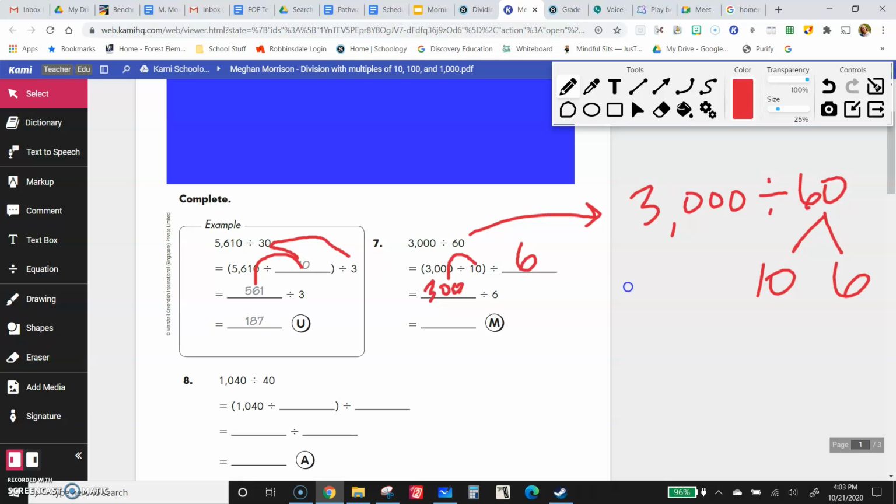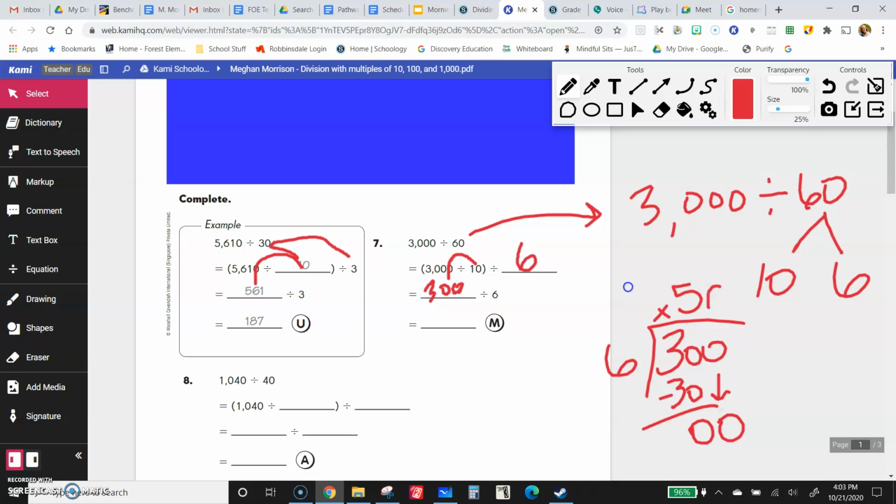There's some different strategies we can use. If you wanted to do it longhand, you can say, okay, 6 doesn't go into 3. 6 goes into 30 5 times. 5 times 6 is 30. Subtract, I get 0. Bring down the 0. 6 goes into 0 0 times. So I do have to write that 0 up on top. Or I could just say, oh, 30 divided by 6 is 5. And then I have an extra 0 on there.